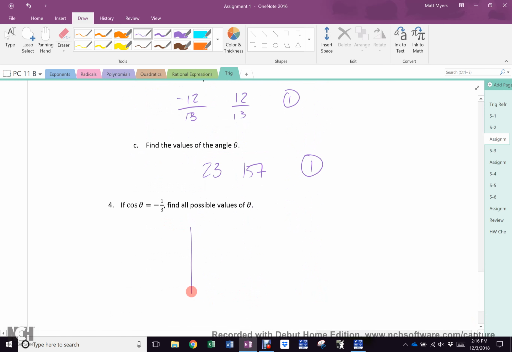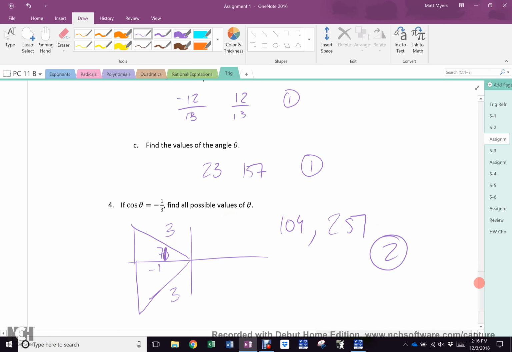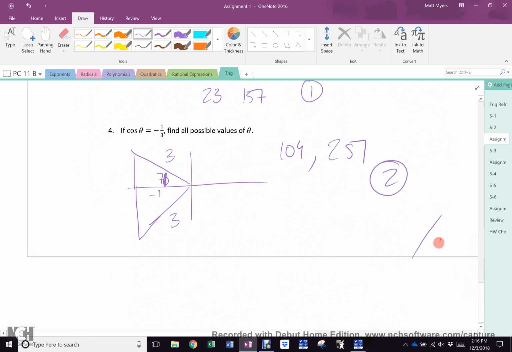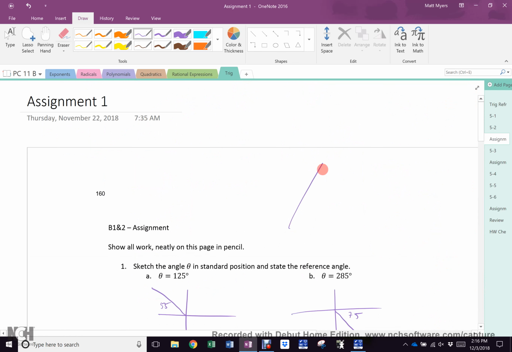If cos is negative 1/3, find all the thetas, which means it has to be there and there. There's the 3, there's the negative 1. So you don't even need to do any more. You just need to do shift cos to get, this is 71 degrees because it rounds up. So it is 180 minus 71 is 109. And 180 plus 71 is 251 for 2 marks there. Making that page out of 3, 6, 9, and 2 is 11. Making the whole thing out of 21.